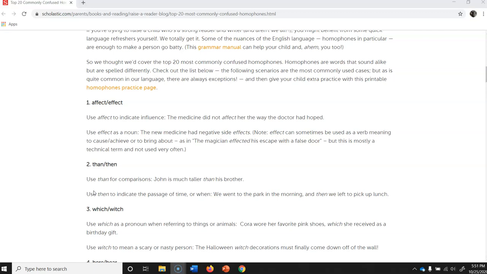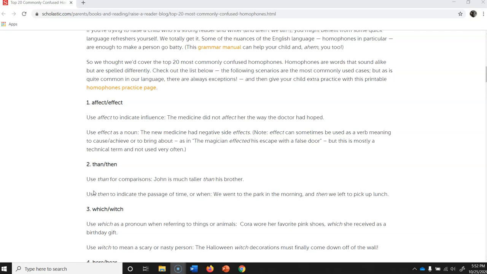So it's a name of something that's happening. And if you take a look at the example, you'll see the new medicine had negative side effects. That's the most common error that people in healthcare make. Whenever we're talking about side effects, we're talking about effects spelled with an E. Okay, so try to keep that one in mind because you'll see it all the time. Make sure if you're talking about side effects, you're spelling it with an E. But if you're talking about influence, you're spelling it with an A.